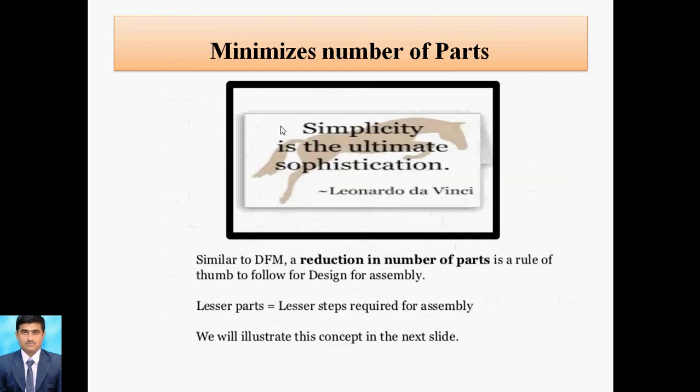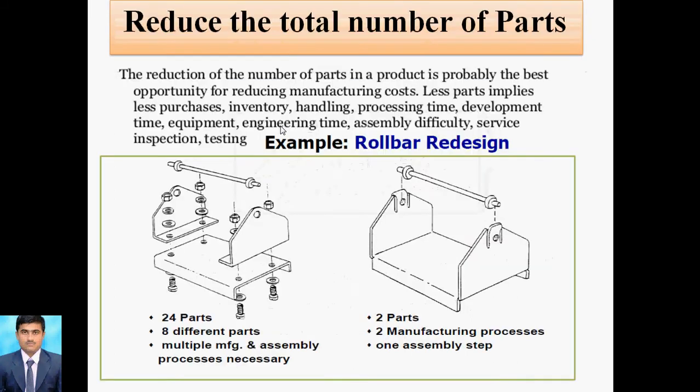First of all, we look at minimizing the number of parts. As we know, simplicity is the ultimate sophistication. So this is the formula for minimizing the number of parts. Whenever we reduce the number of parts, the assembly time will be lesser. That's why we have to improve the profit, as well as the production rate. So this is the impact of minimizing the number of parts. How to minimize it? We will explain in the next slide.